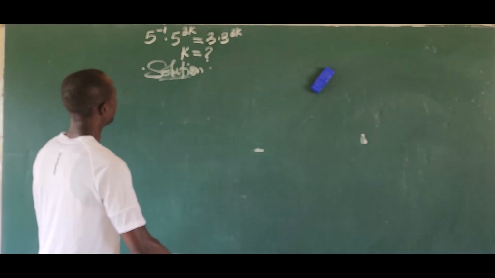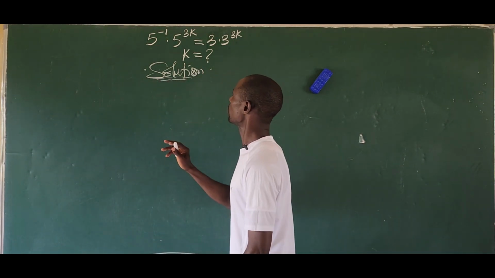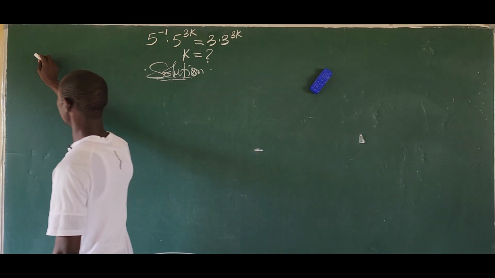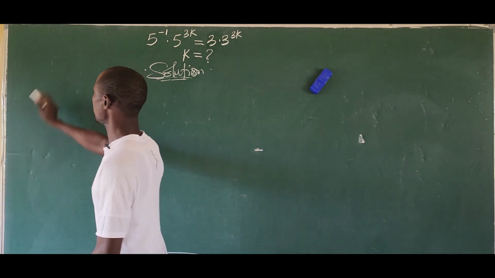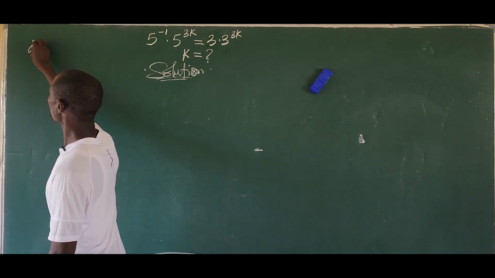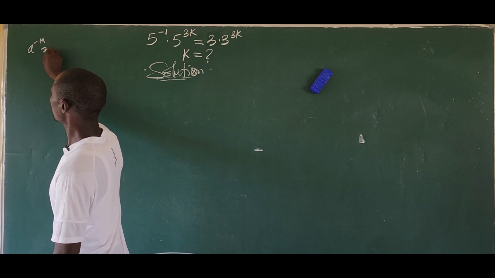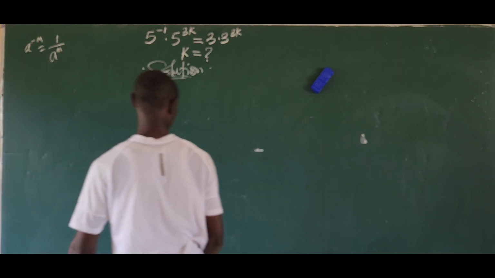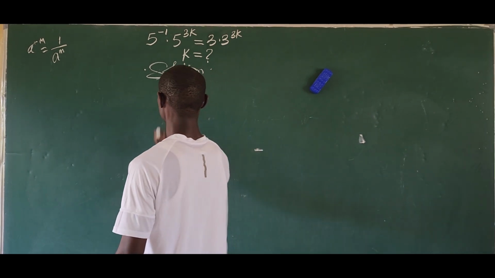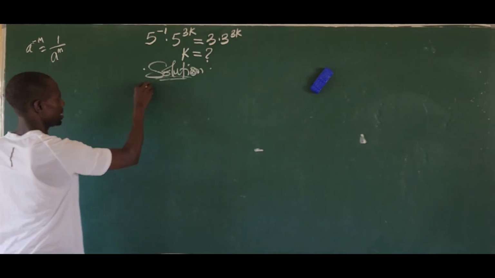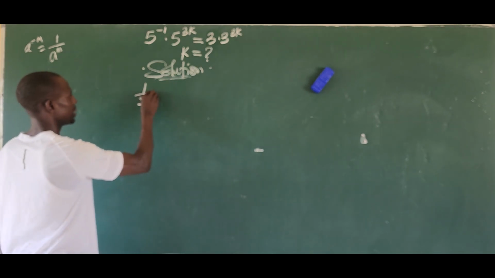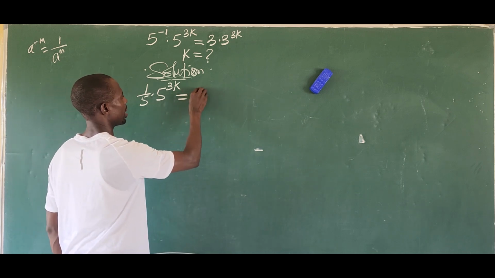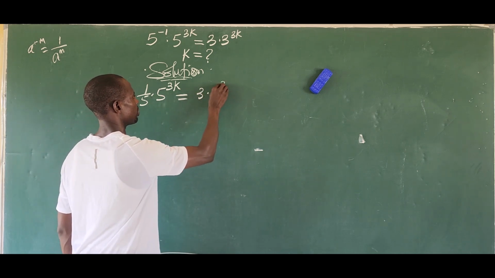Now look at this here. First, we're going to rewrite this power. For the first quantity, according to the law of indices, when you have a raised to the power of minus m, it is equal to 1 over a raised to the power of m. So we can rewrite this expression as 1 over 5 times 5 to the power of 3k equal to 3 times 3 to the power of 3k.